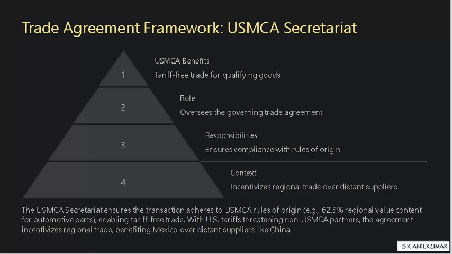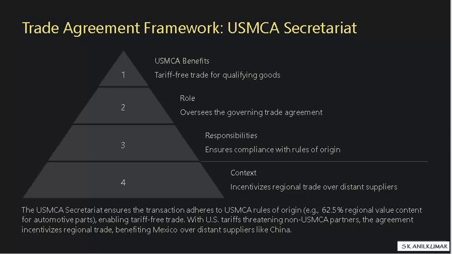The USMCA secretariat is the agency that ensures that the goods from Mexico to US will be in compliance with the free trade agreement to get the benefits for both the parties. They oversee the governance of this agreement. They ensure transaction adheres to these rules of origin. For example, 62.5% has to be the local content from Mexico to be eligible for the duty-free import into US. 62.5% if it is for automotive parts. This is for free trade.